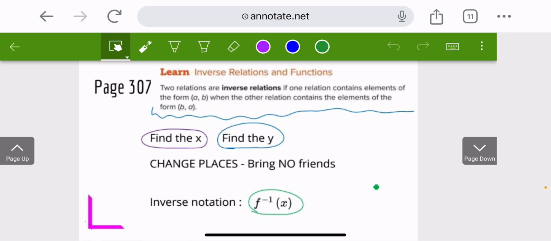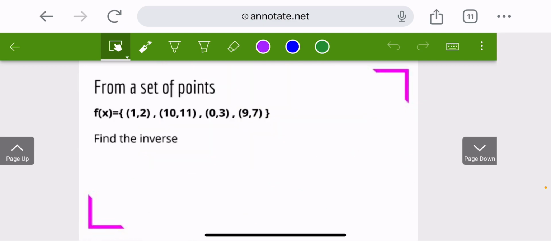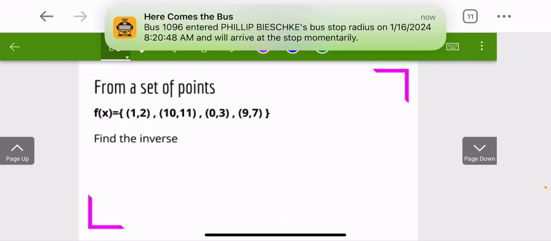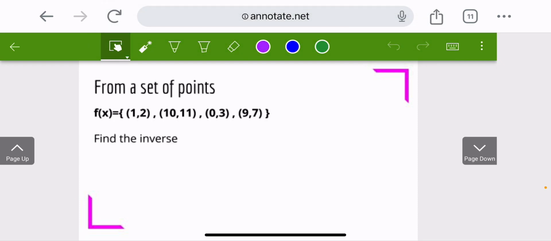So our first function that we're going to use is this. We're going to have f of x is the set of points. That's what the squiggly bracket means. It just means the set of points. These points and not anything that connects them, just these dots. (1, 2), (10, 11), (0, 3), and (9, 7). Yes, I think you should write these points down.